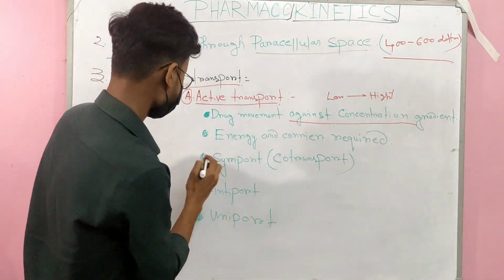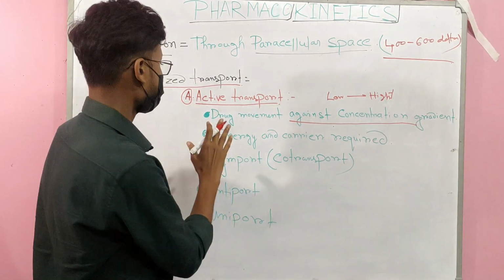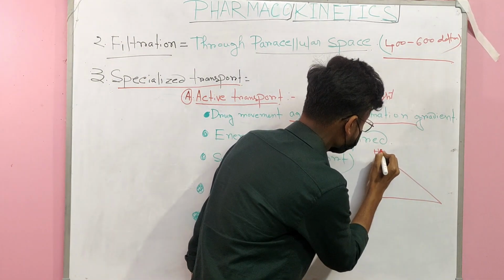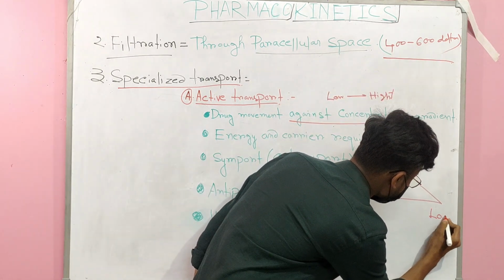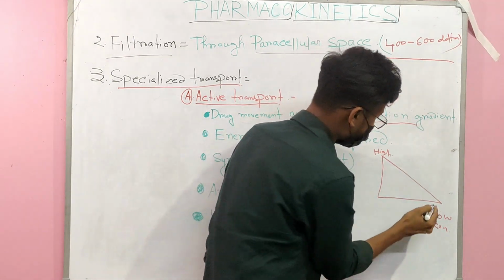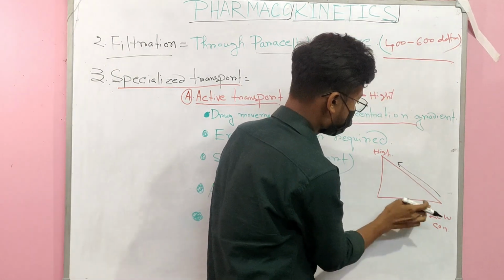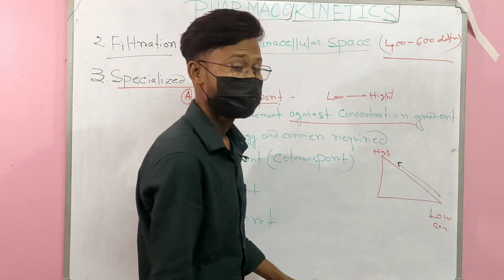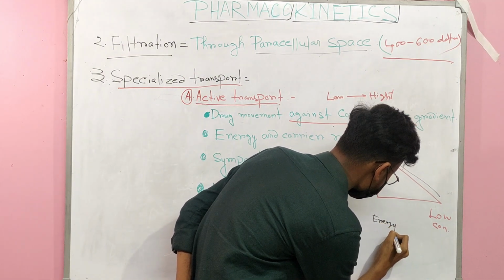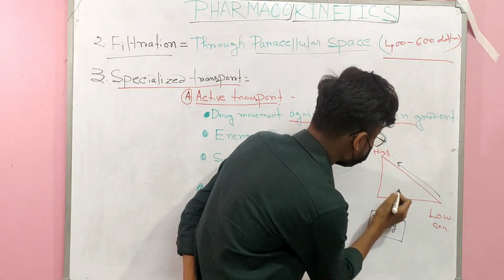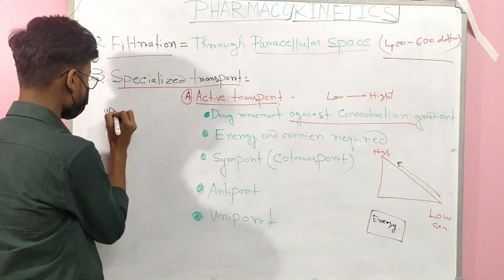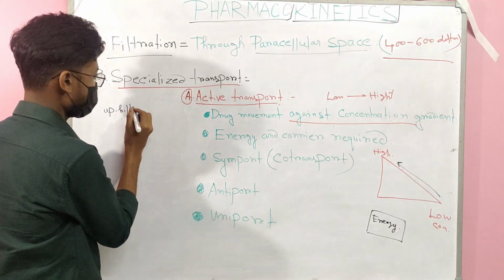It is also called uphill transport. Why? Here we can see high concentration, and here low concentration. Drug movement is from low concentration to high concentration. For this reason, we need energy. It is also called uphill transport.